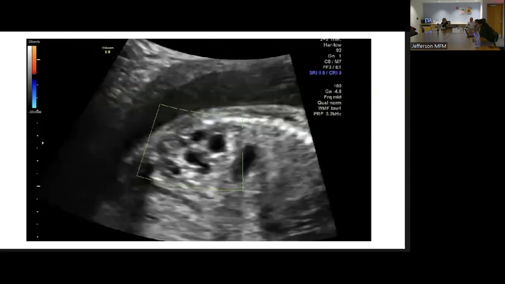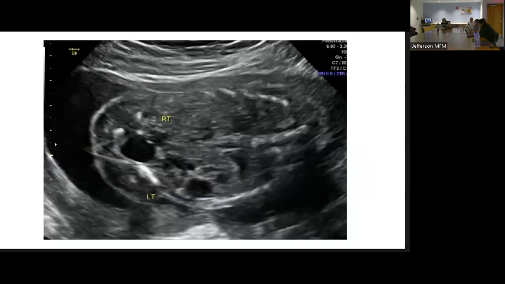And this is color flow Doppler, obviously no color flow to these cysts. And then this is just a coronal view. You're seeing the left side and the right side, as well as a normal appearing bladder. Of note, she did also have a normal AFI.